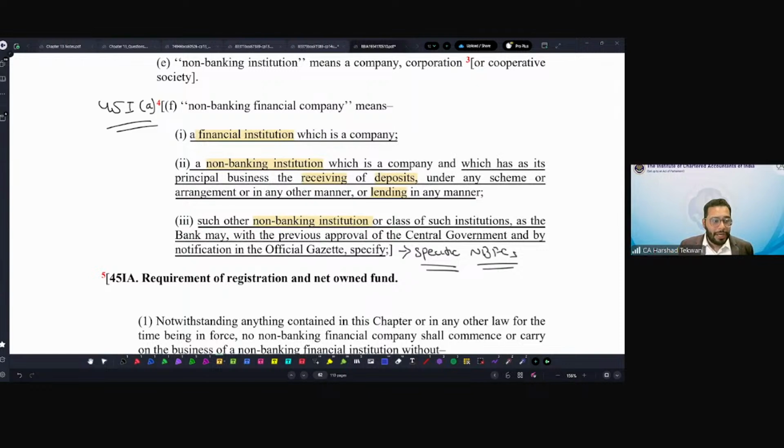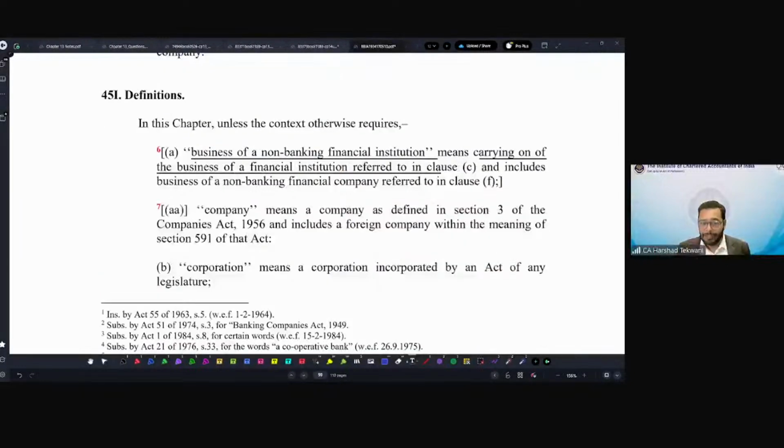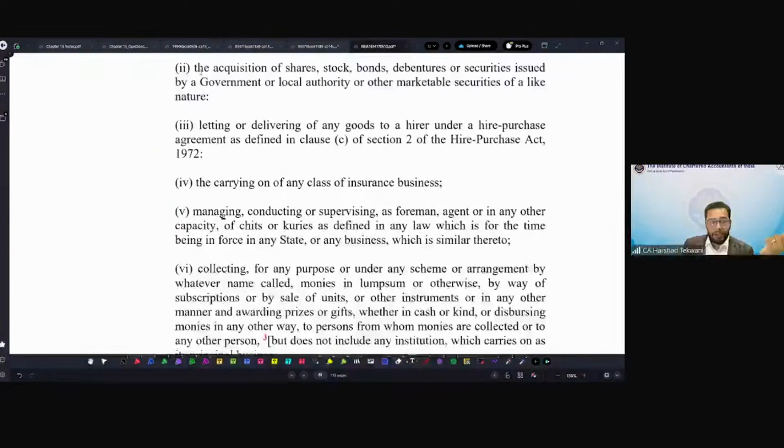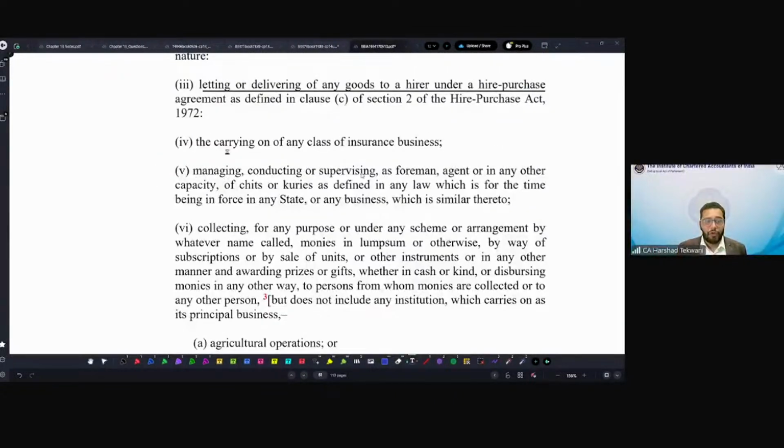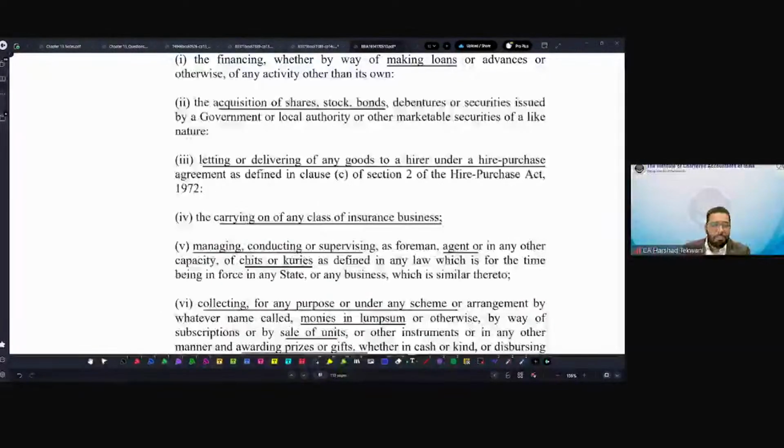If you see the point number B over here, we need to understand what the principal business is. What do we mean by principal business? There is another definition given in this particular chapter itself, which talks about the business referred in clause C and the business of a non-banking financial company referred in F. So these are the businesses which can be carried by the financial institution, such as acquisition of shares, stock, bonds, leasing, managing, conducting or supervising. Very specific entities are covered.